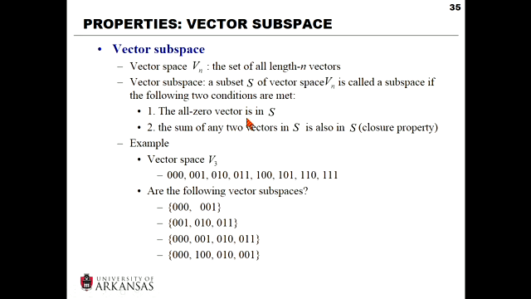For all the length n vectors, we form a set and call it a vector space. Out of this vector space, we can also find a subspace, which is essentially a subset of the original set. But for this subset to be a subspace, it has to satisfy two conditions. The first condition is that the all zero vector needs to be in the subset, and the second is that the sum of any two vectors in S is also in S. This is called the closure property.